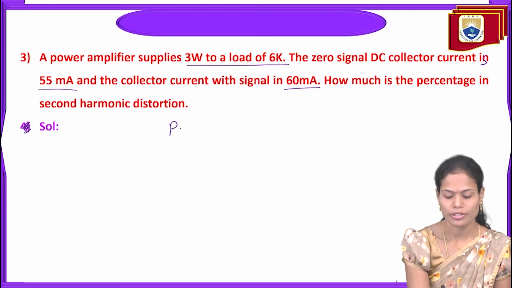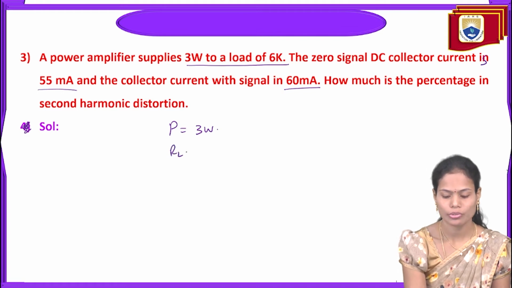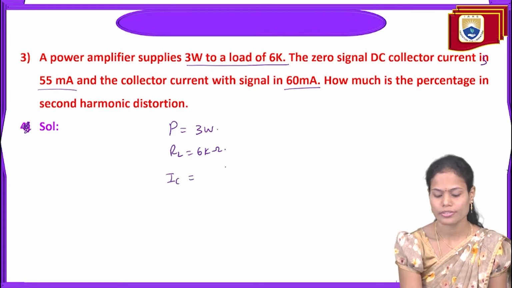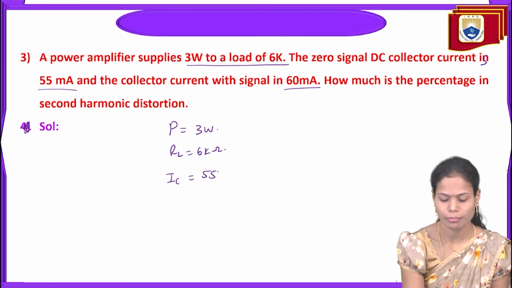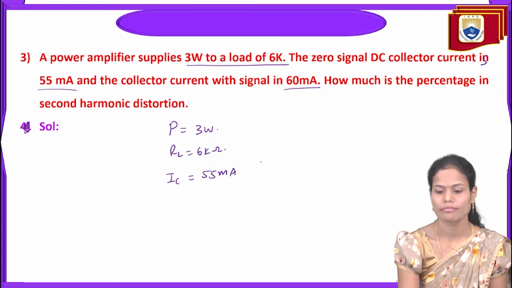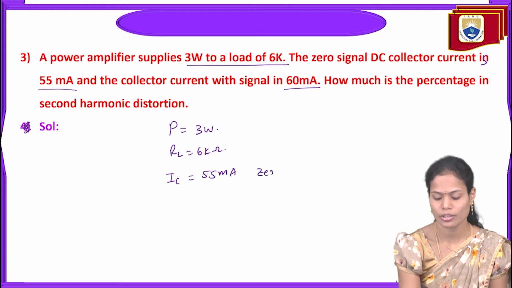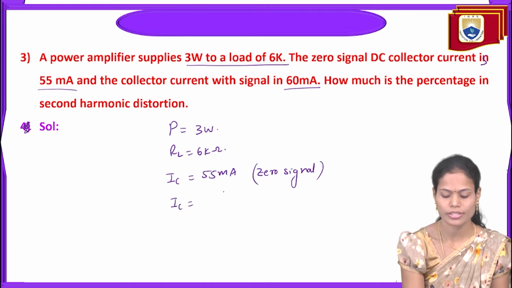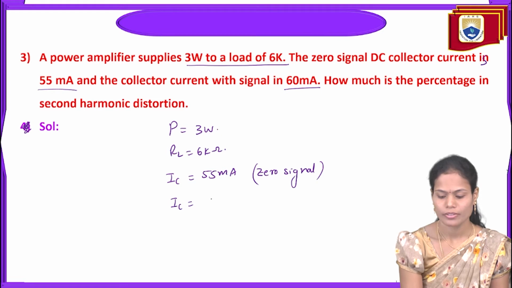the given parameters. The power is given as 3 watts and the load resistance value is 6 kilo ohms. And here the given two values of collector current: IC equal to 55 milliamps. This is at zero signal, when we are not providing the input signal to the amplifier. And the next current we are getting is 60 milliamps. This is with signal.